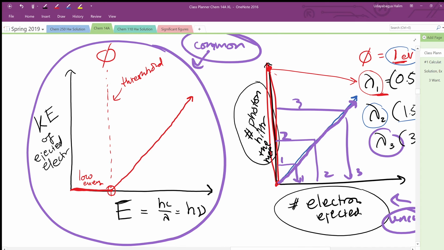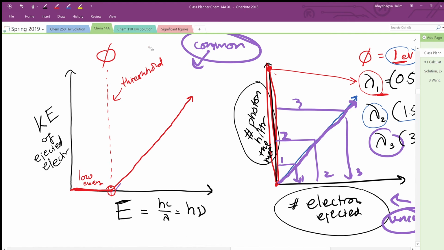It simply says that there's a threshold. If the energy of your photon is not enough to overcome this threshold, nothing happens. Whereas once it has enough energy, then you see a bunch of stuff coming out. Whatever it takes, 1 or 2 seconds to pass the threshold right there, and then after that I can start increasing.